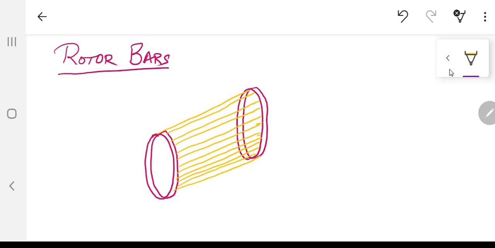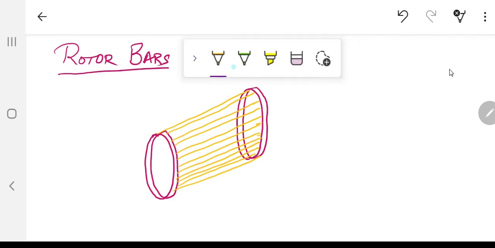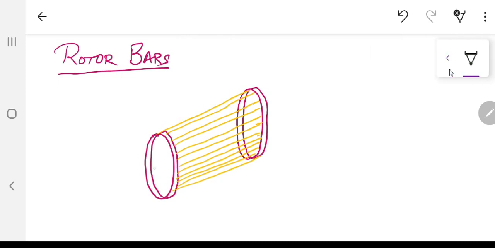Remember, I'm not going to do any skewing over here. These same bars will be on all 360 degrees of the rotor, and when this whole rotor is used, it is going to be made up of some rotor shaft over there.